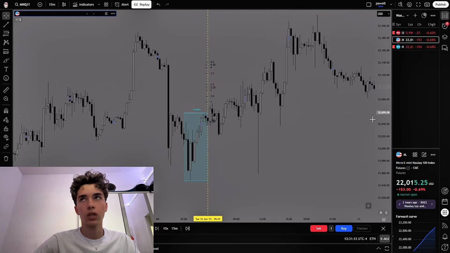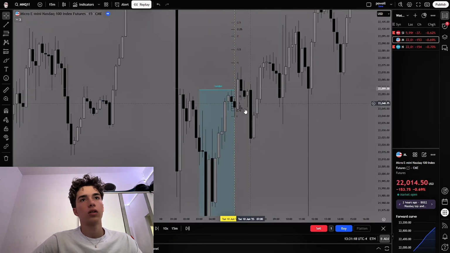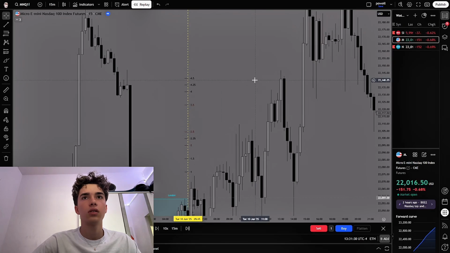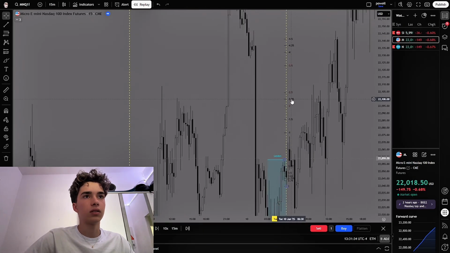What you do, 15 minutes, it looked pretty good, so we mark our standard deviation like this. We see good reaction on the 2.5 and on the minus 4.5. Next example.